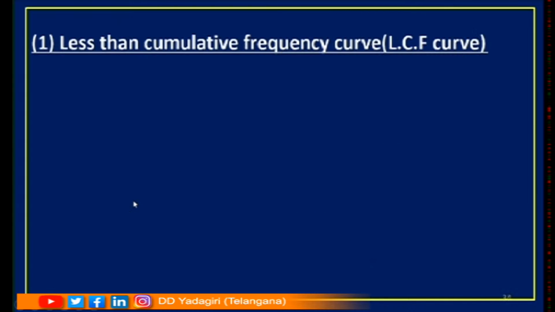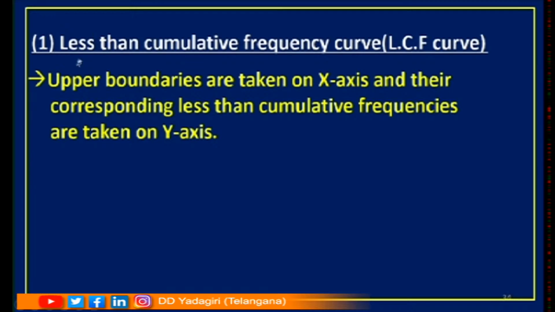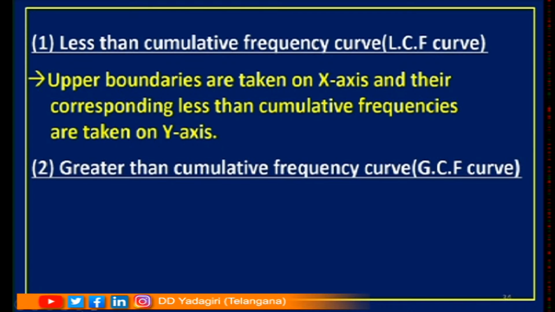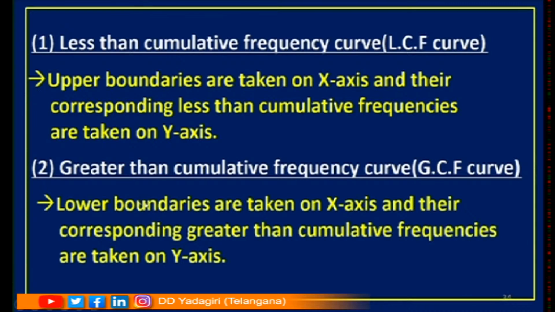First, let us understand what is a less than cumulative frequency curve. Here, upper boundaries are taken on the x-axis and their corresponding less than cumulative frequencies are taken on the y-axis. Greater than cumulative frequency curve: here, lower boundaries are taken on the x-axis and their corresponding greater than cumulative frequencies are taken on the y-axis.